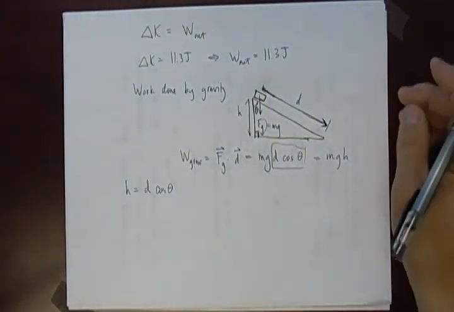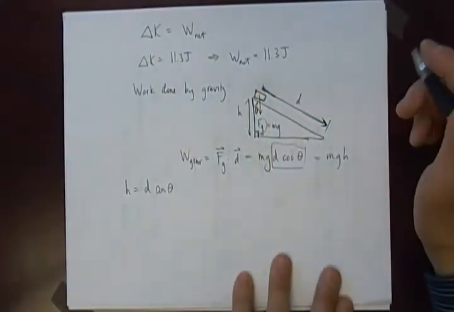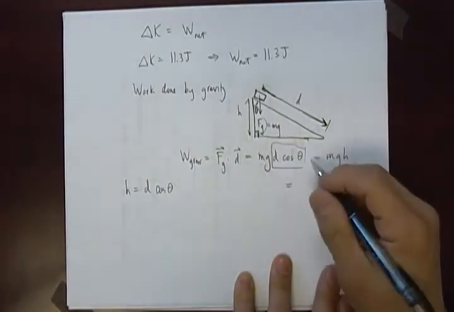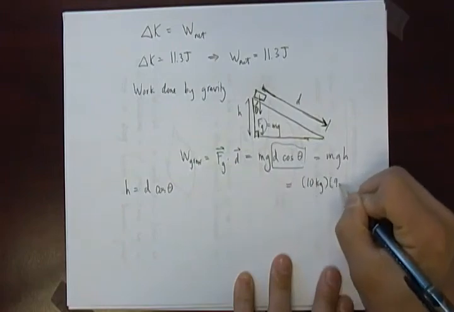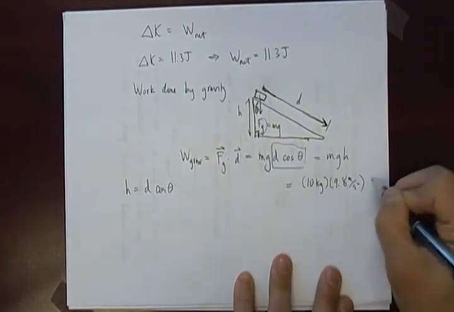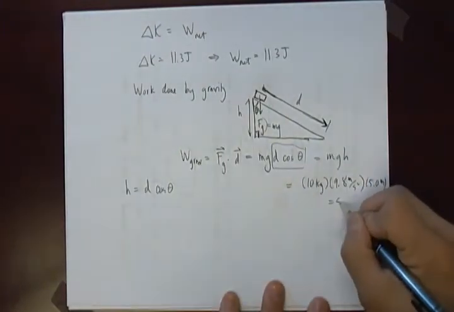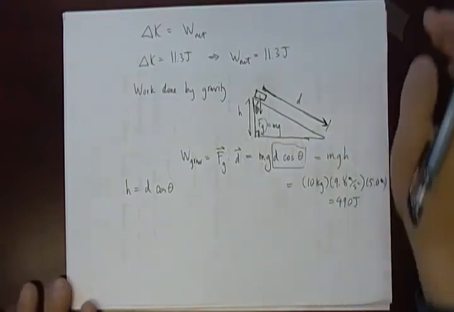Maybe that should ring a bell. That's the same formula you get for the potential energy, right? And so the work done by gravity will be equal to 10 kilograms times 9.8 meters per second squared times the height of 5 meters. And that gives 490 joules. So that was kind of a lot of work.